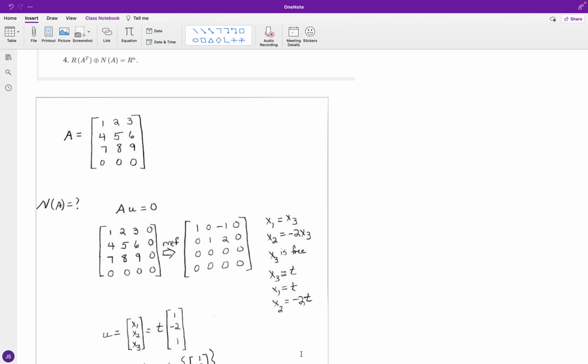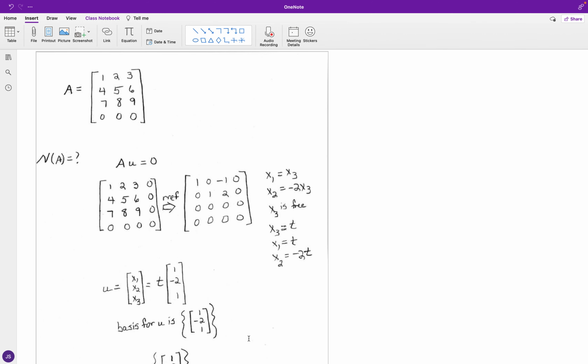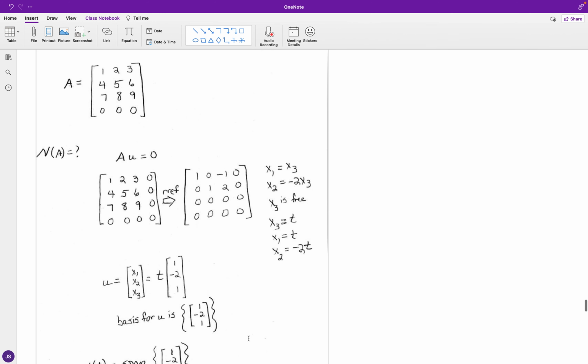So for the null space, the vector consists of x1, x2, and x3, and factoring out t based on the relation among the three variables, we have t times the vector consisting of 1, negative 2, and 1. That vector is going to be the key factor in determining the basis of the null space, and that is going to be the set consisting of 1, negative 2, and 1.